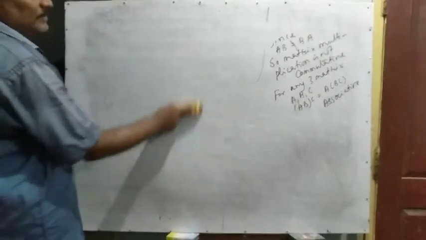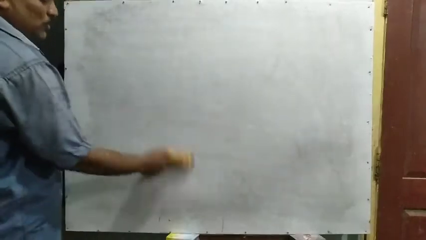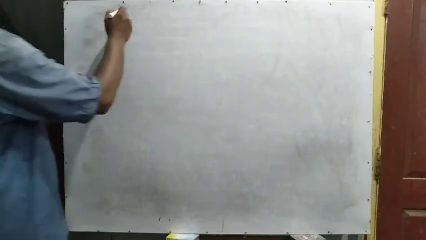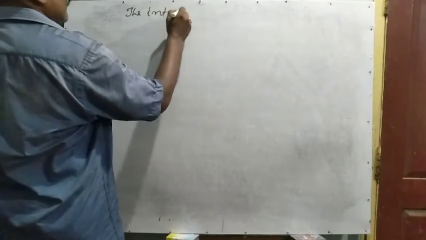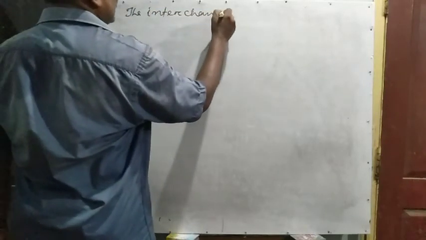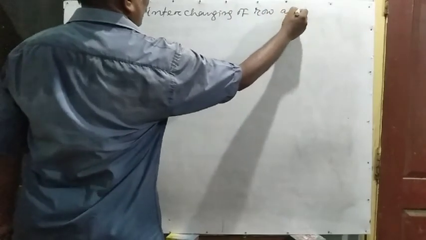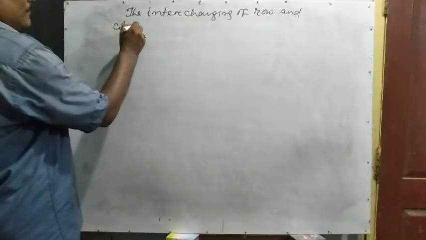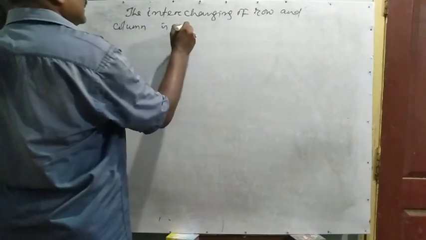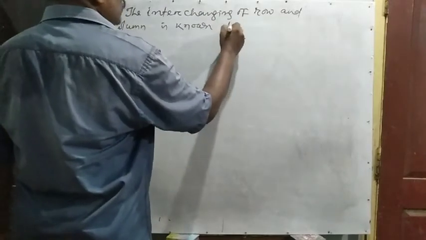Now we will look at the transpose of a matrix. So what do we mean by the transpose of a matrix? Transpose means the interchanging of rows and columns is known as the transpose of a matrix.